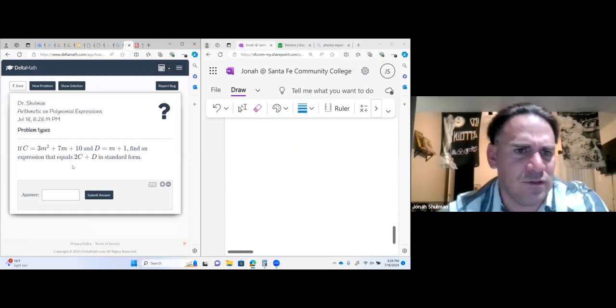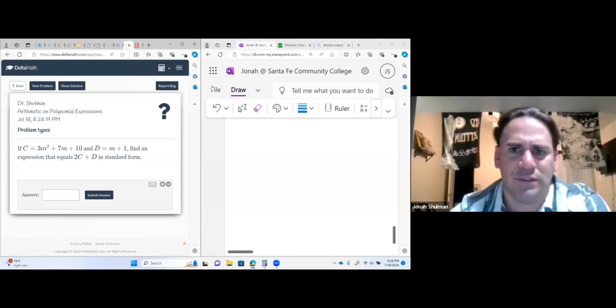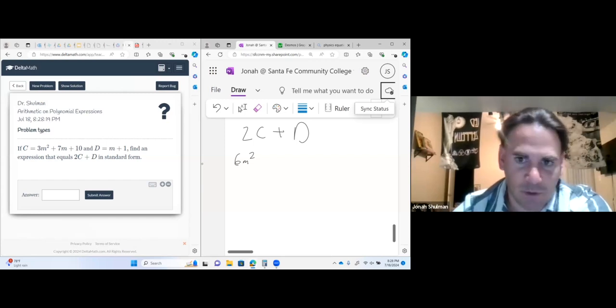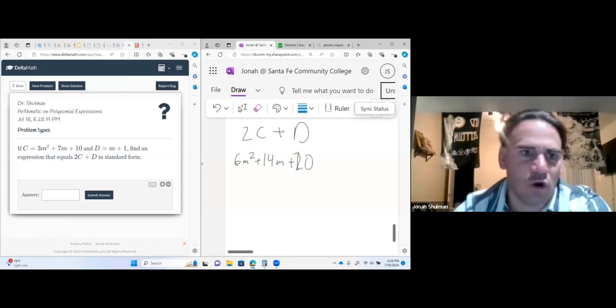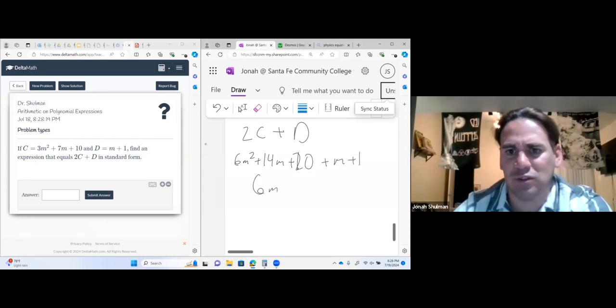All right. So if C is this and D is this, find an expression of 2C plus D. So I just have to double the first one because it's just 2 times this. So that's 6m squared. It's not like squaring it, it's multiplying it by 2. Plus 14m plus, not 10, 20, because all three of them have to get multiplied by 2. Then I just have to add the D, which is m plus 1. I'm left with 6m squared plus 15m plus 21.